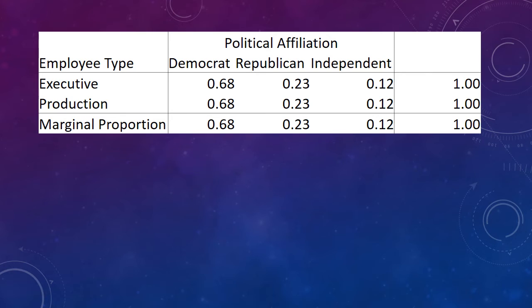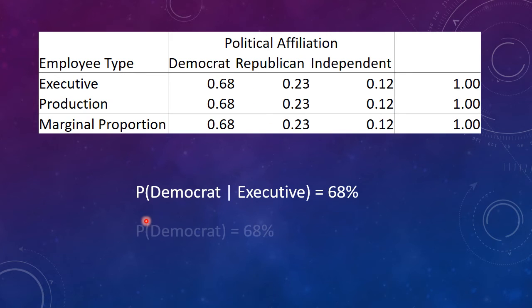We saw that the proportion of Democrats was the same no matter whether you were an executive or a production worker. So in this example, the probability of being a Democrat, given that you're an executive, is 68%. But the probability of being a Democrat, irrespective of whether you're an executive or a production worker, is also 68%. They're the same because whether you're an executive or production worker doesn't make any difference for whether you're a Democrat, because the two variables are independent. So the conditional probability that you're a Democrat, given that you're an executive, is equal to the marginal probability that you're a Democrat.